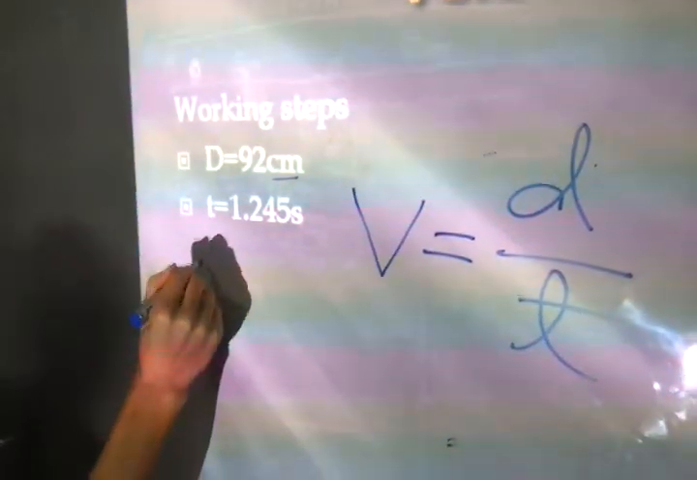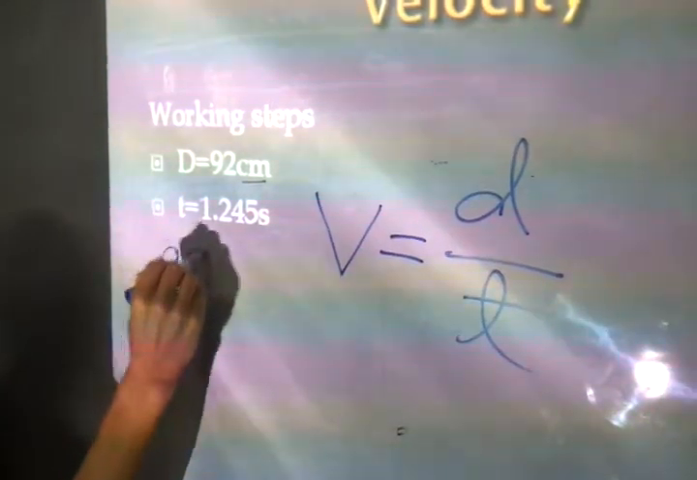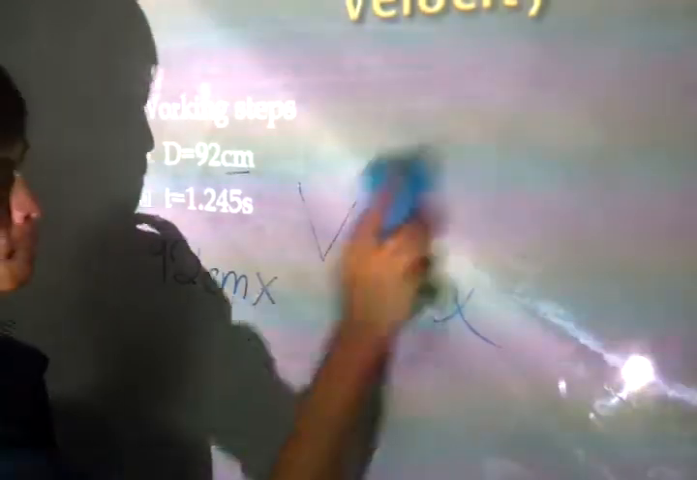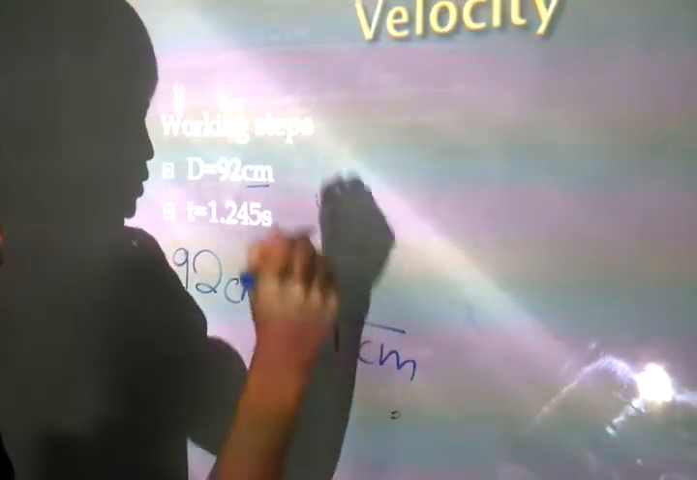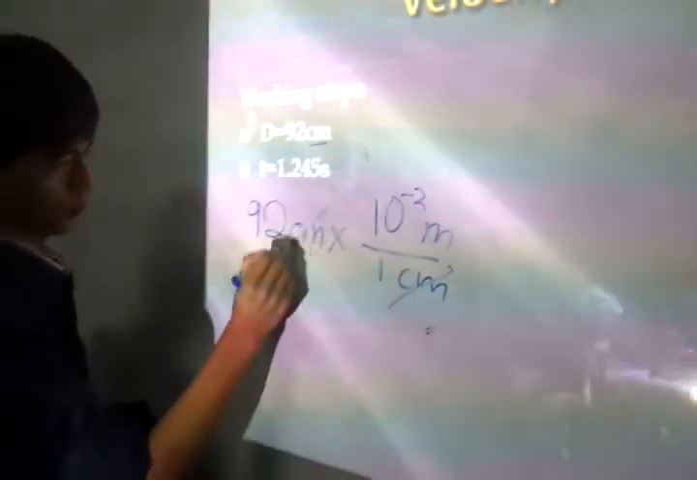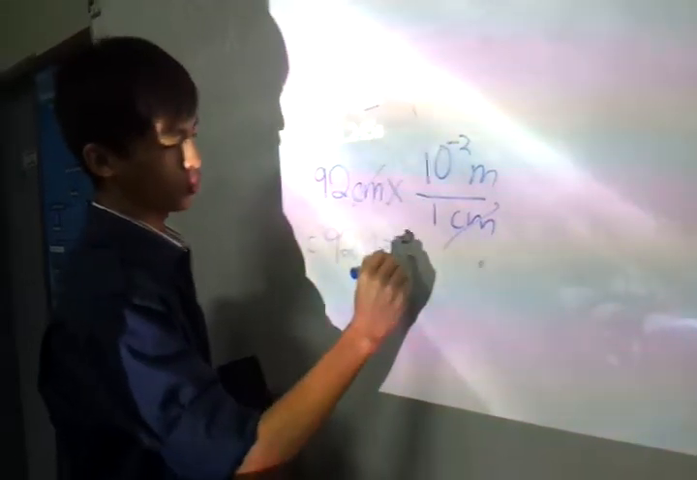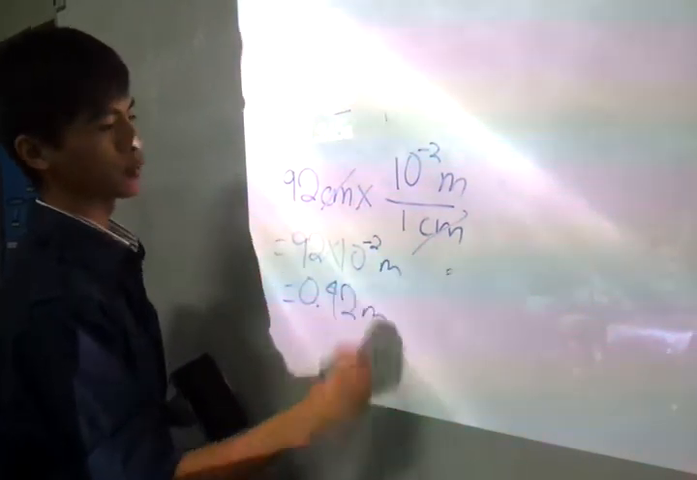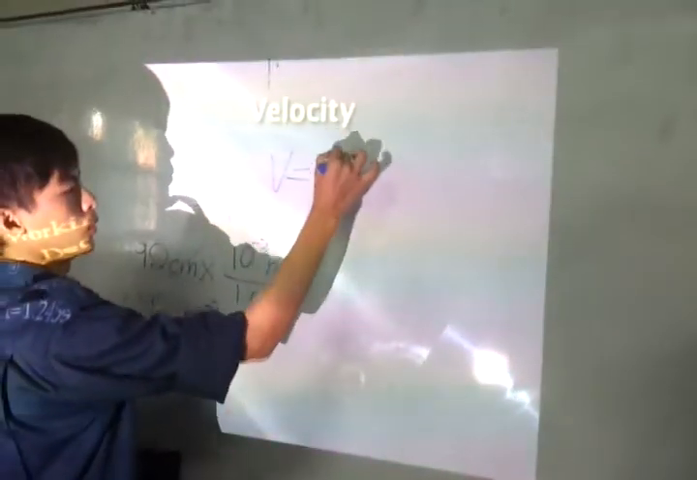I will teach you how to change the unit as well. 92 cm divided by 1 cm and times 10 negative 2 meter. 92 times 10 power negative 2 meter. So the value for it will be 0.92 meter.